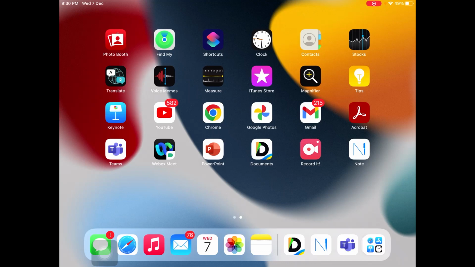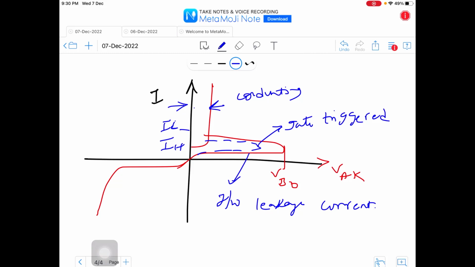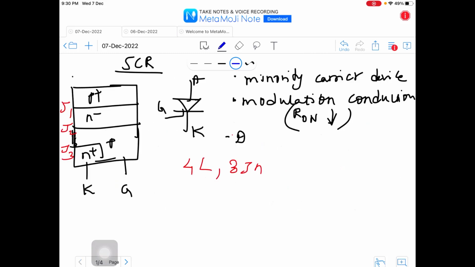Everyone. Today we shall look at the construction of the SCR. So I have already done the construction part for you. This is the SCR.